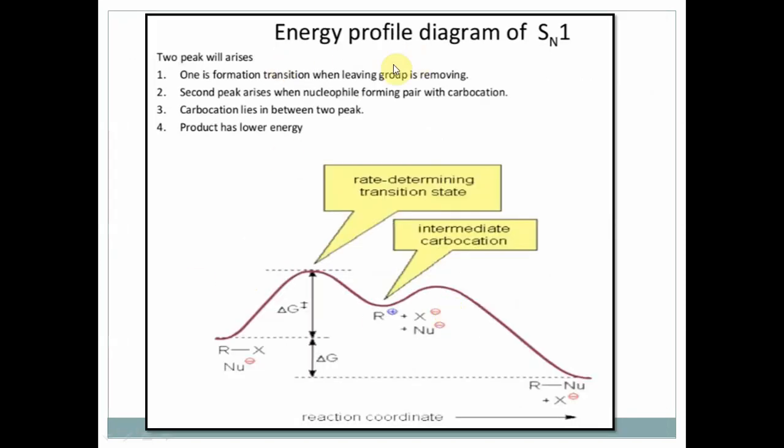If we talk about the energy profile diagram of SN1 reaction, there are two peaks, this and this. This is the rate determining transition state peak, and this is the final product formation peak. And this peak is the formation of carbocation intermediate. Between these two peaks, this is the stable intermediate, and the final product has the lower energy.